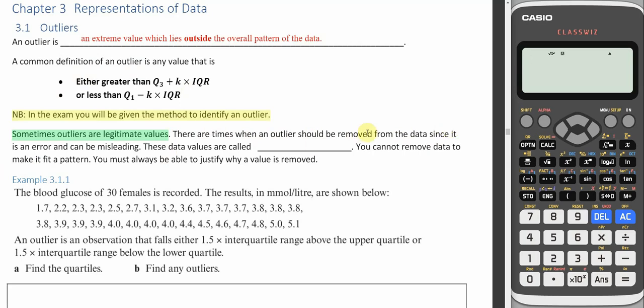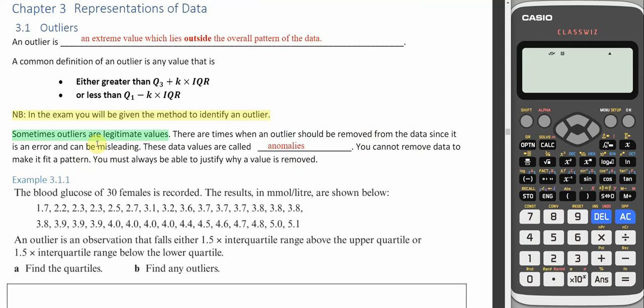However, strange values happen all the time. So just because something's an outlier doesn't mean you should get rid of it. In general, we do not get rid of outliers unless it's proved or shown that it was actually caused by an error. When we do recognize it as being from an error, then these data values are called anomalies. Anomalies.